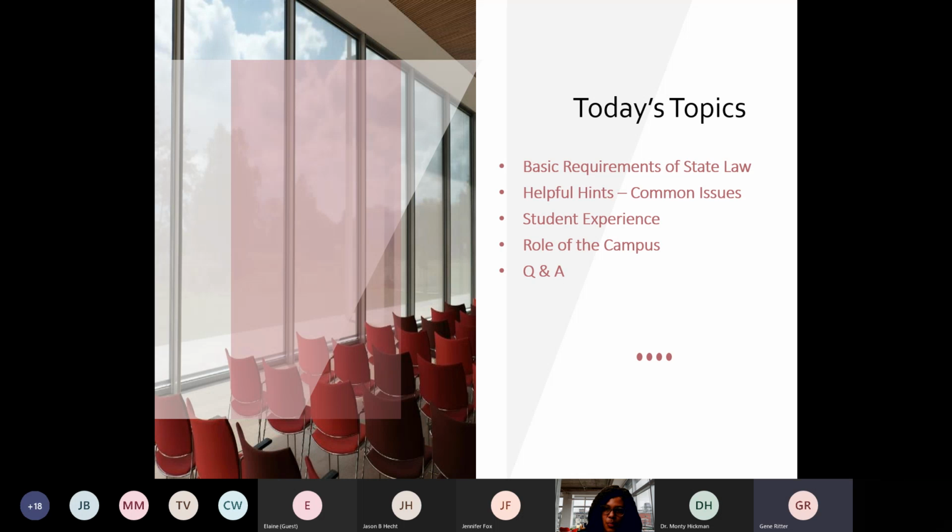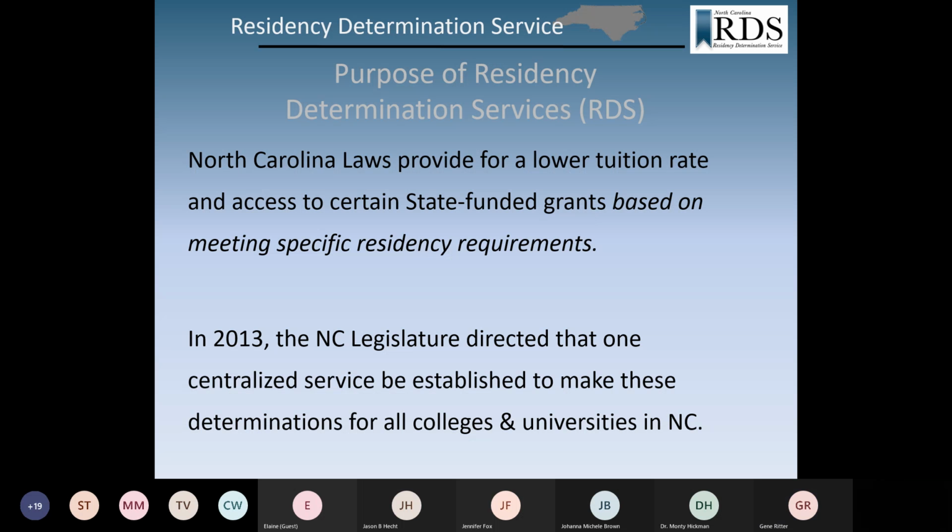So we're going to look at what the law says basically about residency, some common helpful hints, both at your end and for the students, what their experience is like, and then at the campus side, once the determination has been made, what's your role and how do you process that and work with the student?